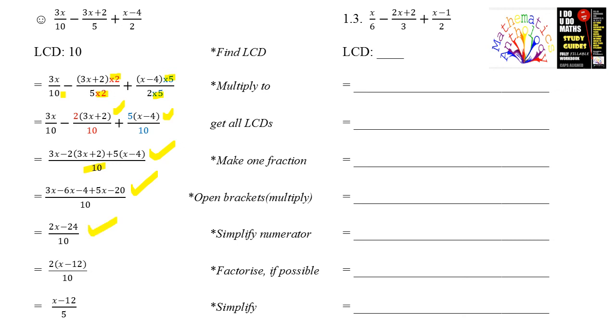terms together. I'll end up with 2x minus 24. From there, I can pull out a common factor, which is 2 in my numerator. So I'll end up with 2 into x minus 12 all over 10. I can cancel off my 2 and it goes into 10 5 times there. So my final answer will be x minus 12 all over 5.